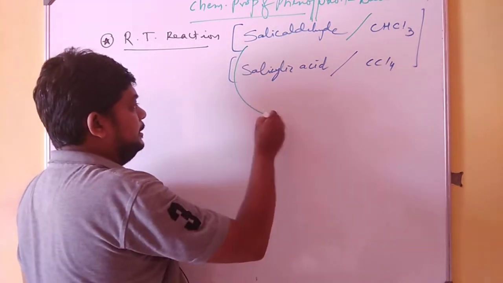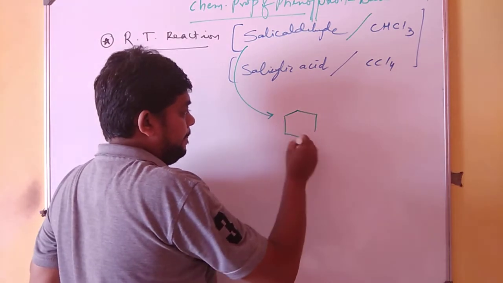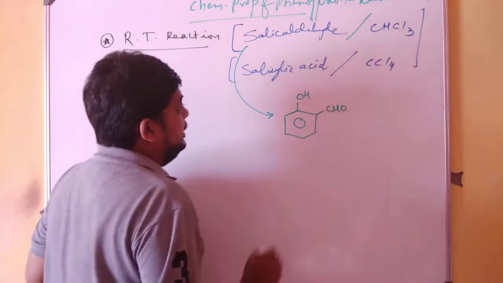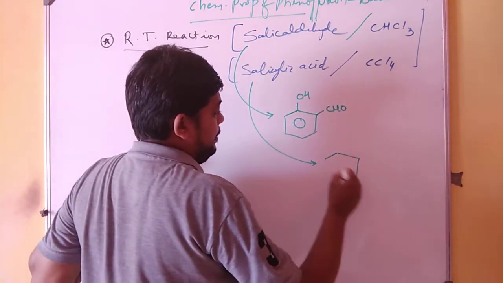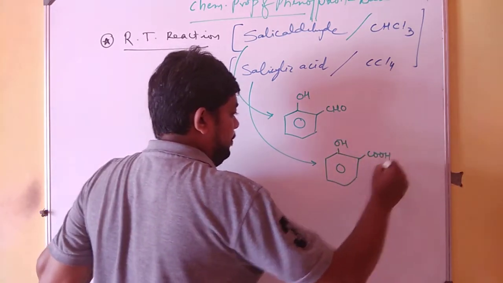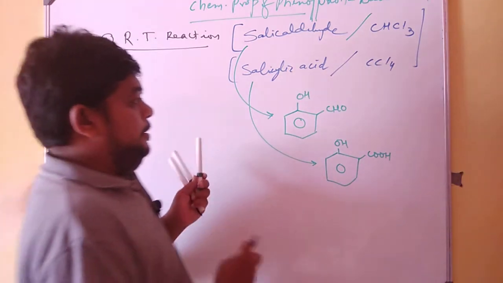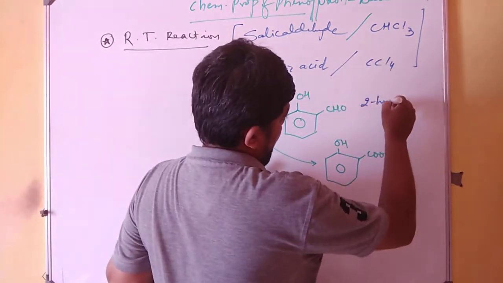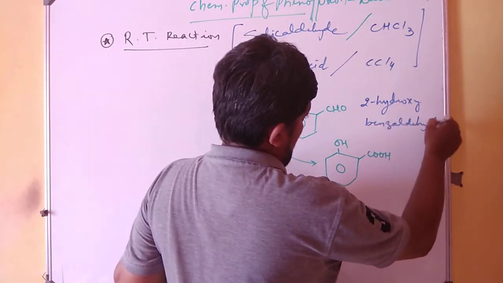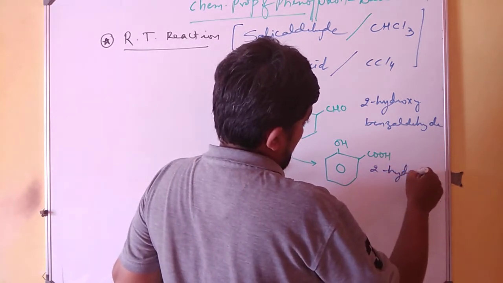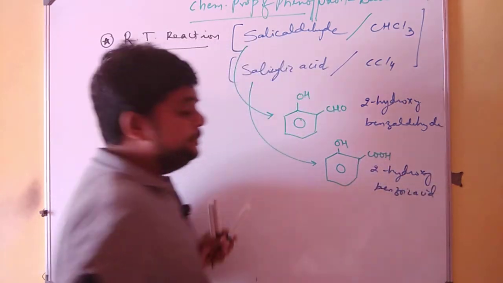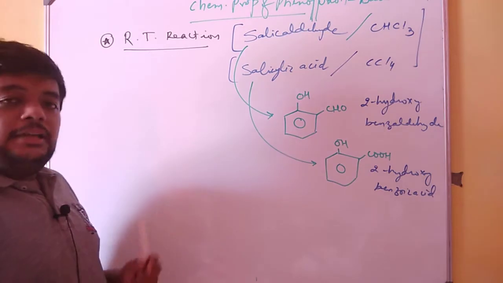Whenever we mention these terms, salicylaldehyde or salicylic acid, always be very particular that the two different products that are formed are very popularly known as 2-hydroxybenzaldehyde and 2-hydroxybenzoic acid. You can select it either way you wish to.